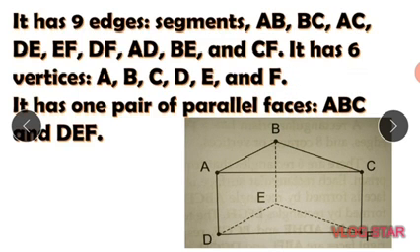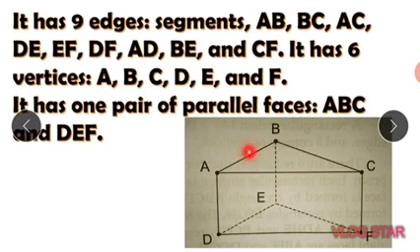Next, it has 9 edges. So what are those edges? Segment AB, segment BC, segment AC, segment DE, segment EF, segment DF, segment BE, segment CF, and segment AD. Those are the edges where the two faces meet.